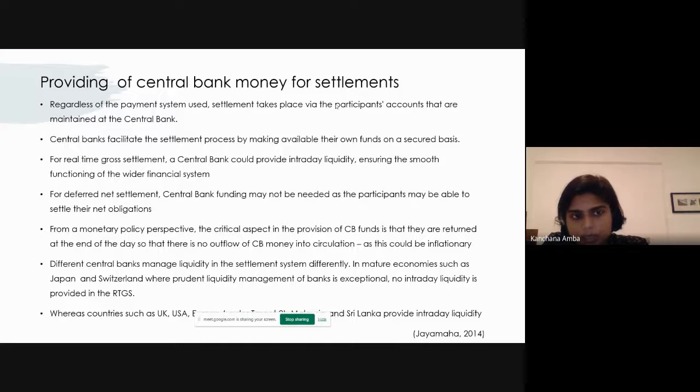So for deferred net settlement, that is, if you are not settling in real time and you're netting out all the obligations between you and the other banks, and then you just have to pay the net amount, we don't need to give such funding facilities, right? From a central bank's perspective, the critical aspect in the provision of central bank funds is that they are returned at the end of the day, so that there is no outflow of central bank money into circulation. Because, you know, when a central bank issues money to the public, it becomes inflationary because it's new money, right? So we just issue it and we take it back so that we don't affect inflation.